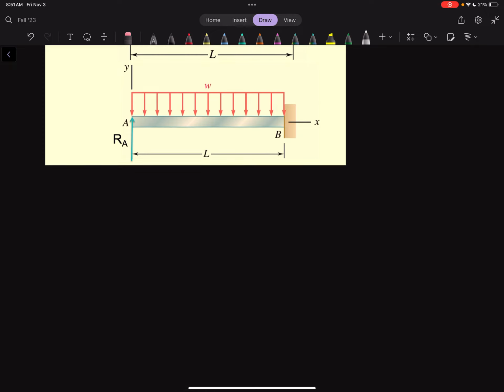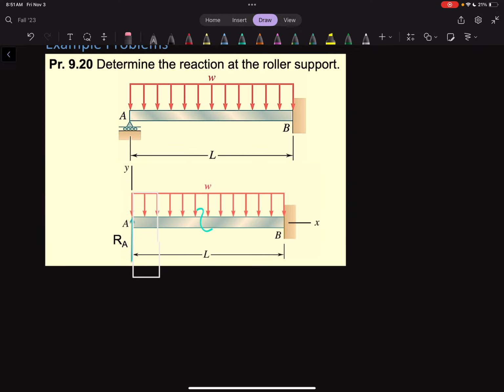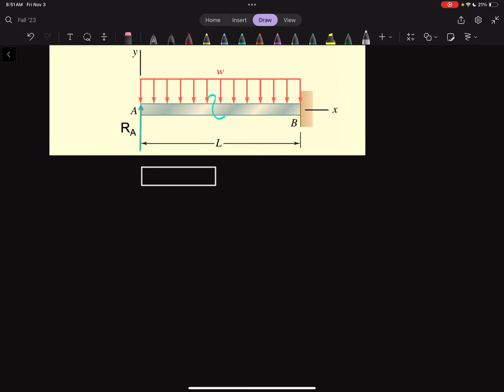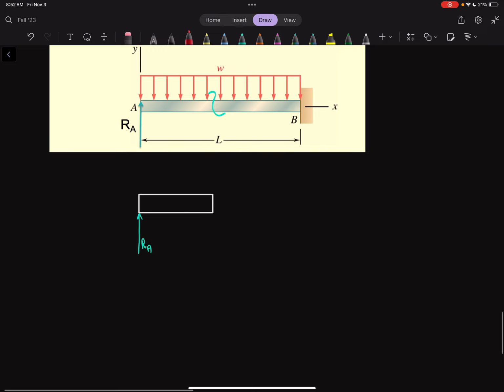So here's what we're gonna do. If we cut right here, we're gonna get what? Well, let's draw what we would have. We would have the reaction force at A, RA, and then we have this distributed load on top. And then we would have this distance, which is an X, because we don't know what distance that is. And we cut, so we'll have a V1 and an M1.